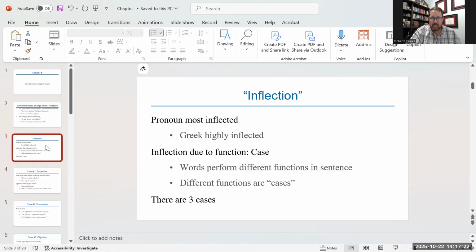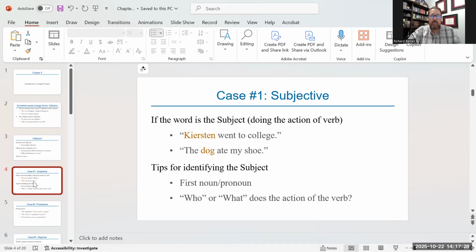And there are three cases. So let's talk about those three cases of a noun. The first case is the subjective case. If the word that you're using in the sentence is the subject, if it's doing the action of the verb, then we would say that that noun or that pronoun is in the subjective case. Kirsten went to college. Kirsten is the subject of that sentence. Went would be the verb, and to college would be a prepositional phrase. College would be the object of the preposition.